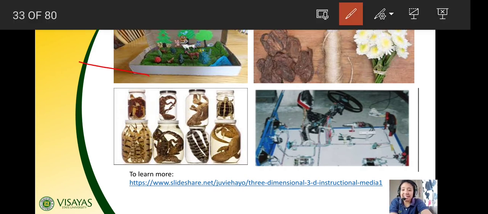This one, class, this is a diorama. A diorama is a model representing a scene with three-dimensional figures, either a miniature or a large-scale museum exhibit. This is also known as a miniature of a place. Madalas natin itong gawin.